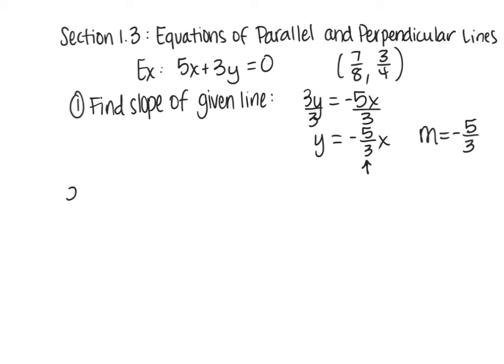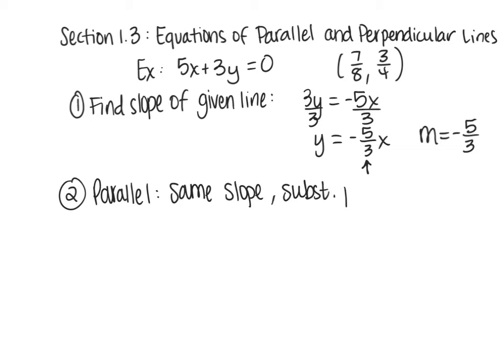Now I want to find the parallel line. For a parallel line, you use the same slope, and then you substitute the given point. And we'll use that point slope form. The point slope form, you take y minus the y value of the point given equals the slope times x minus the x point given. So I'm looking at y minus 3/4 equals negative 5/3 times x minus 7/8. Got a little bit of fractions here to deal with, but we can handle that.